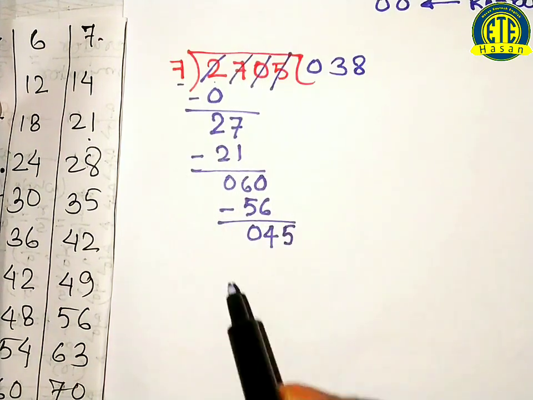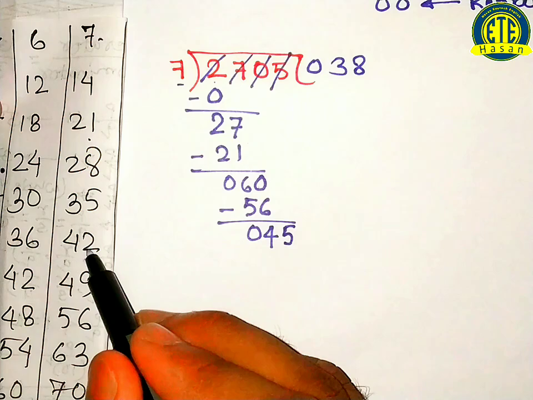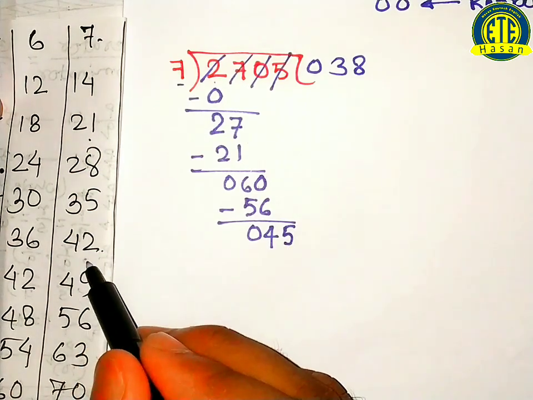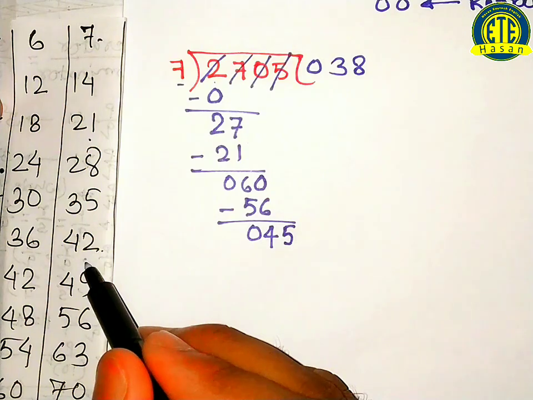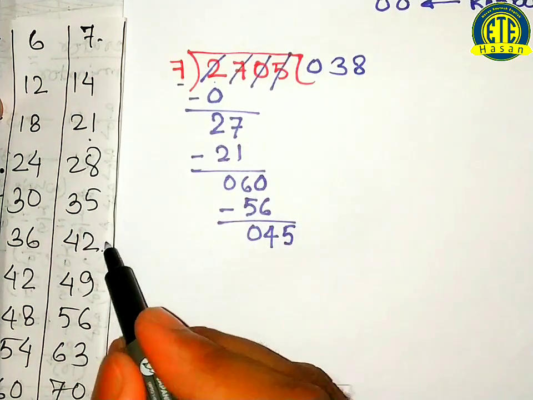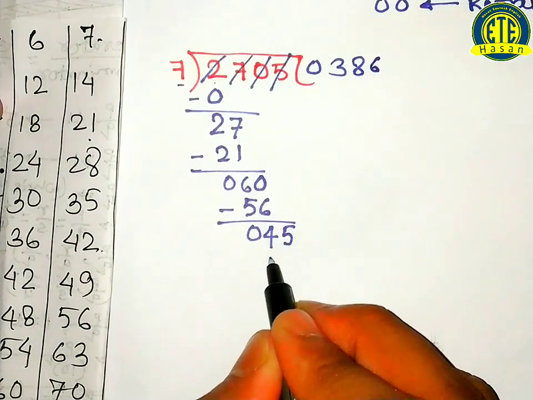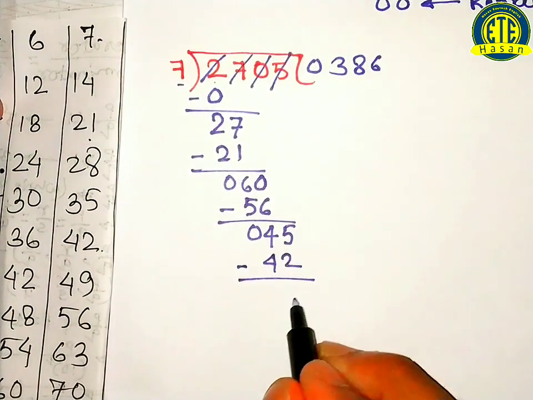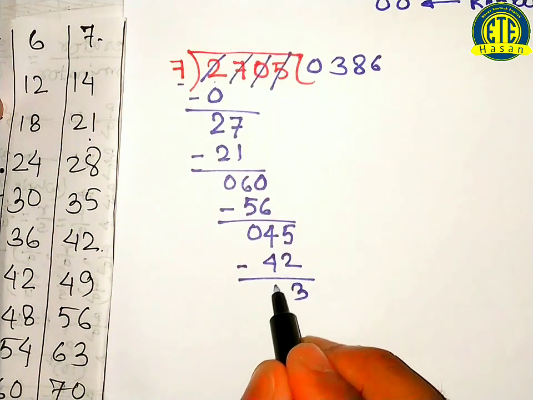Now count 7 up to 45 or below 45. Here is the table, 40. This 45 lies between 42 and 49. So we have to count up to 42. 7 1 2 3 4 5 6, 6 times. We have to count 6 times. I will get 42. Here is the 42. Now subtract it. 5 minus 2 will be 3. 4 minus 4 will be 0.